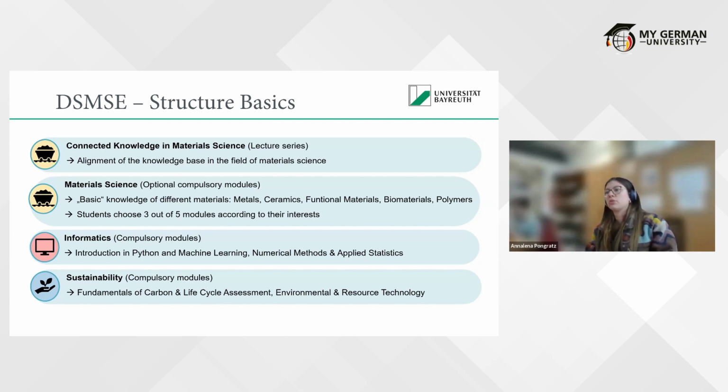The informatics module and the sustainability modules are compulsory modules, so you would need to take every lecture in these modules, which are 2 in every case. For the informatics module, this will be Python and machine learning basics, as well as basics of numerical methods and applied statistics. In the sustainability module, you will get fundamentals of carbon and life cycle assessment and fundamentals of environmental and resource technology.